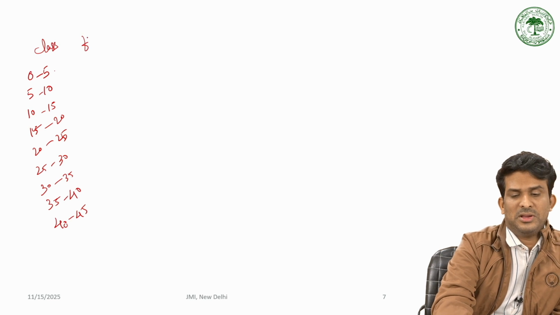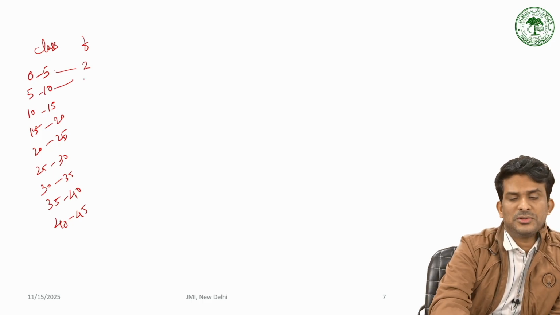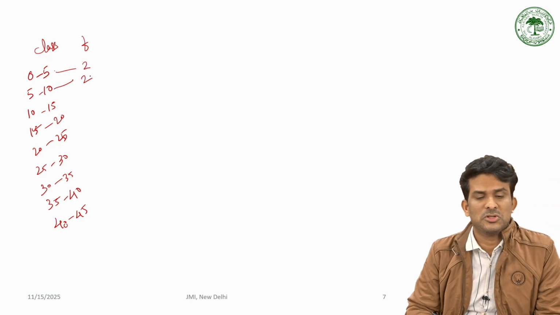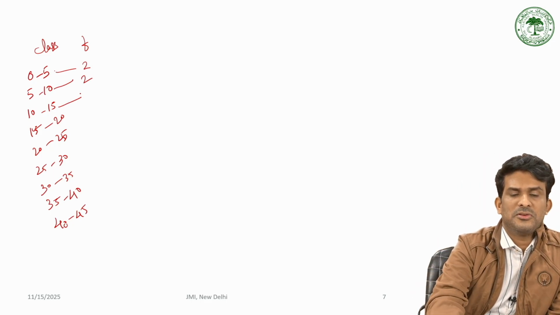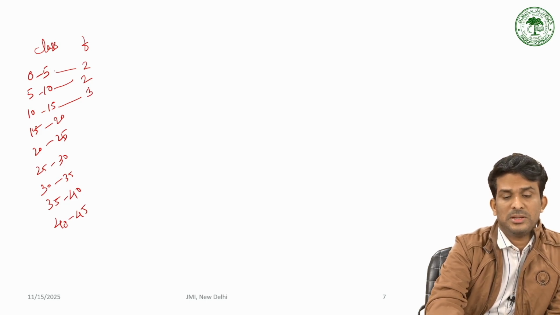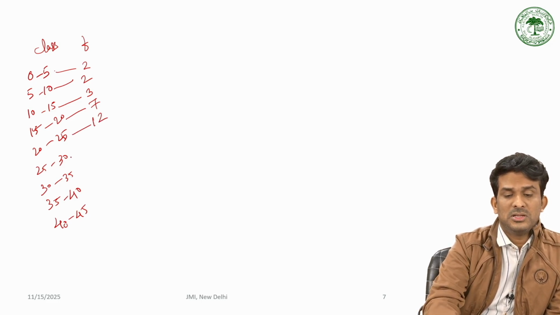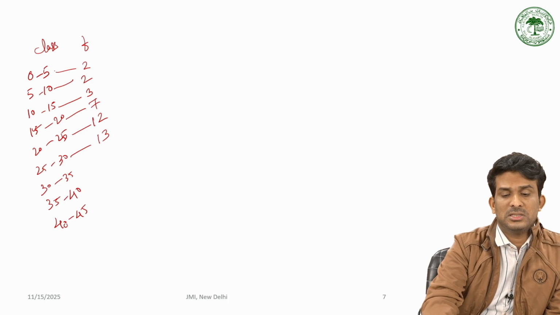And what will be the frequency? Here I got 2 people, very poor. 5 to 10 category, again I got 2, they are also poor. 10 to 15, out of 50, they are also poor, I got 3. 15 to 20, I got 7. 20 to 25, average, I got 12. 25 to 30, again I got 13. 30 to 35, I got 11. 35 to 40, I got 10.